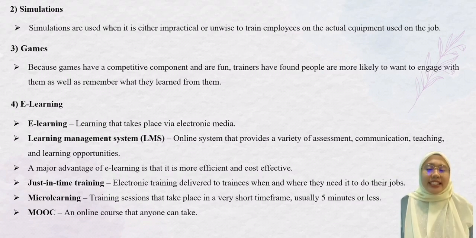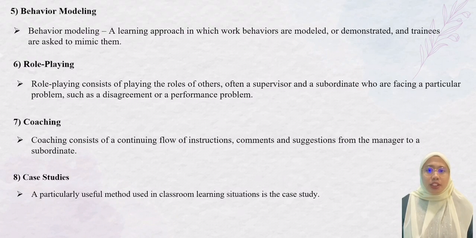Fourthly is e-learning. E-learning is learning that takes place via electronic media such as learning management systems, just-in-time training, micro-learning and more, MOOC. Fifthly is behavior modeling. It means a learning approach in which work behavior is modeled or demonstrated and trainees are asked to mimic them. Next is role-playing. Role-playing consists of playing the role of others, often a supervisor or subordinates, who are facing a particular problem, such as a disagreement or performance problem.